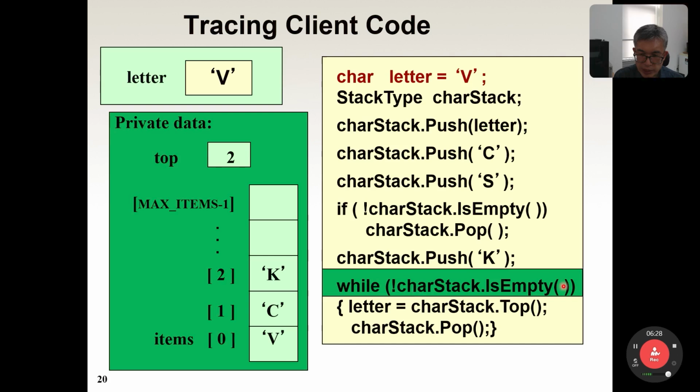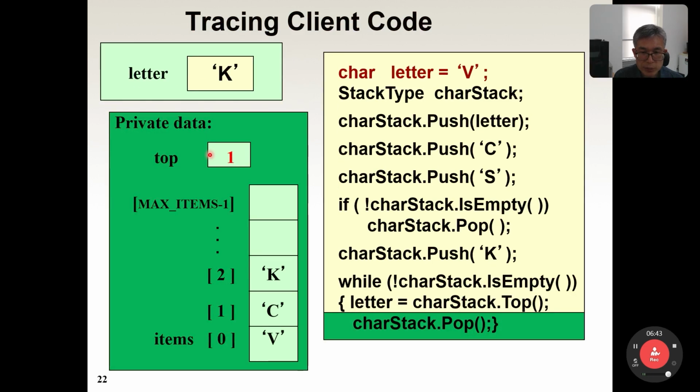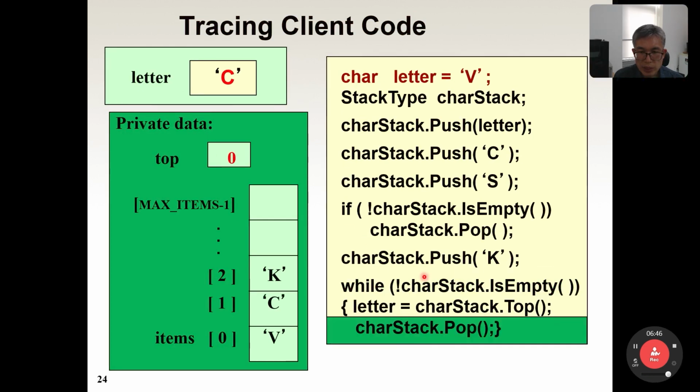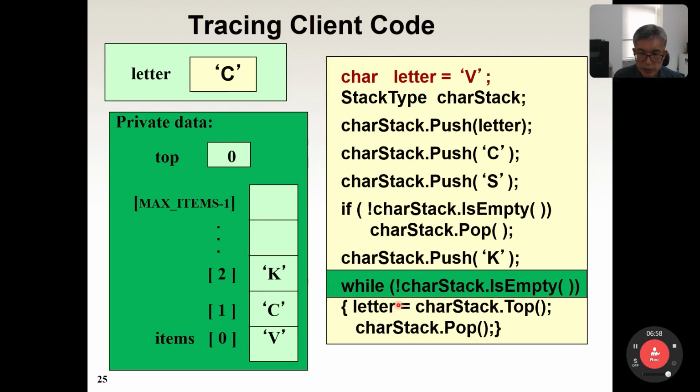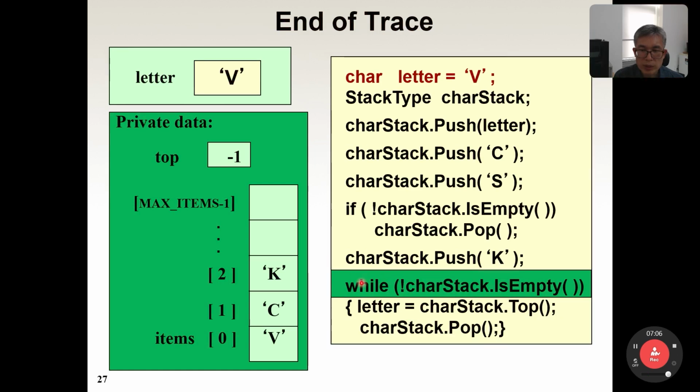But in the not empty case, we execute the code inside the braces. So top is 2, the letter is K, and then we pop and decrease the top. It is not empty, so we pop again, and the top becomes 0, so just one item remains. Then we check not empty, and pop, and the stack top index becomes -1, so the stack is empty. Then the condition is false, and we exit this while loop.